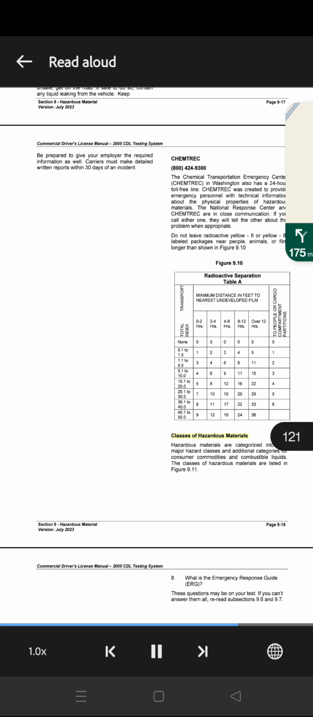Classes of hazardous materials. Hazardous materials are categorized into 9 major hazard classes and additional categories for consumer commodities and combustible liquids. The classes of hazardous materials are listed in Figure 9.11.